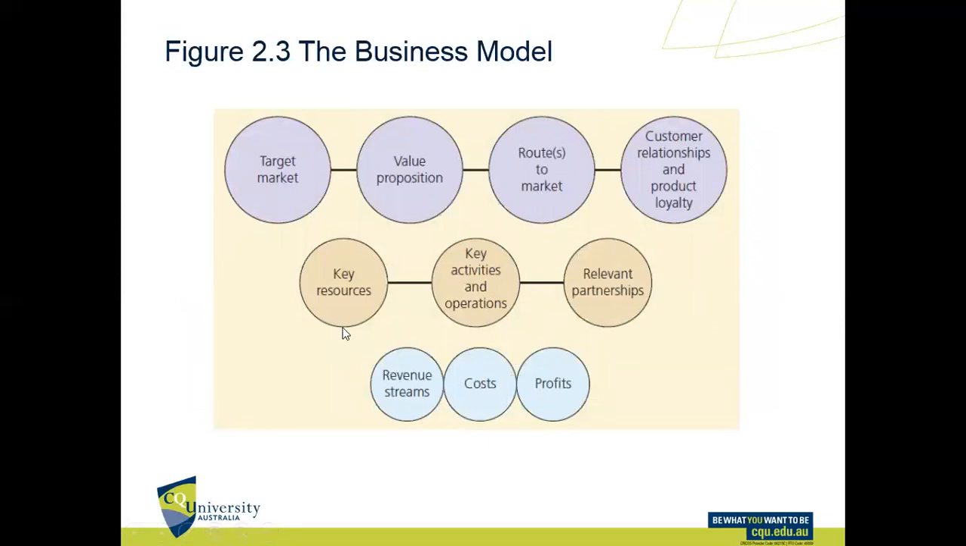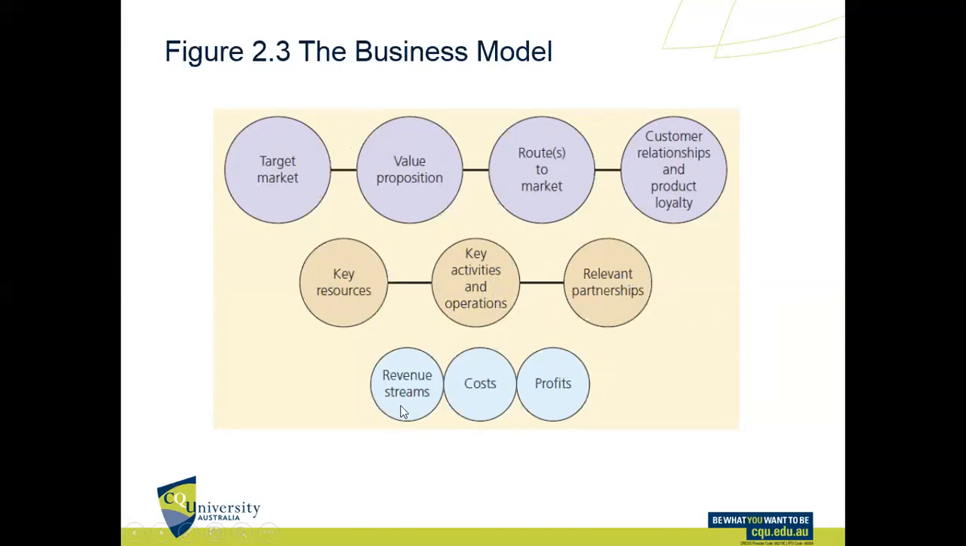Lastly, we have the revenue model. First, the value proposition model we just covered: we have the target market, value proposition, route to market, customer relationships and product loyalty. The second one was the operating model, which is about the key resources that we have, the activities and the delivery system that we must have, and the partnerships that we must have with our suppliers, for example, raw material suppliers, or the retail shops that we sell through.